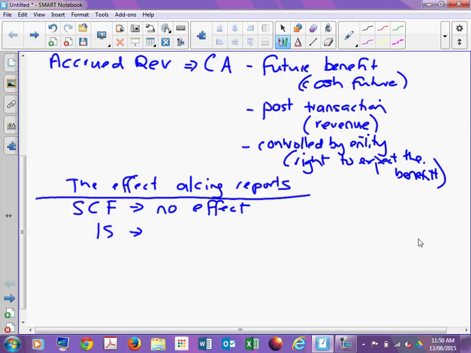Income statement. That balance day adjustment, does it affect the income statement? Yes, it does. How? Revenue. Increases revenue, therefore increases profit.